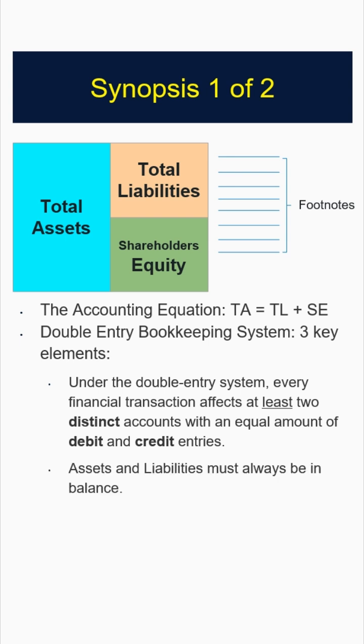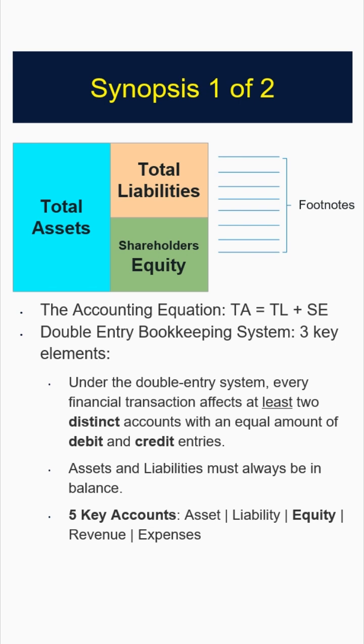Second key element of double entry bookkeeping system is that assets and liabilities must always be in balance. What it means is that the total assets should always be equal to total liabilities plus shareholders equity. Here in a very simplified manner it is written as assets and liabilities. Now slowly we will learn why shareholders equity is a liability for the business, and we will also learn how total liabilities are different than shareholders equity. So just hold on to your thoughts. When we move deeper into balance sheet discussions, we will look into it.